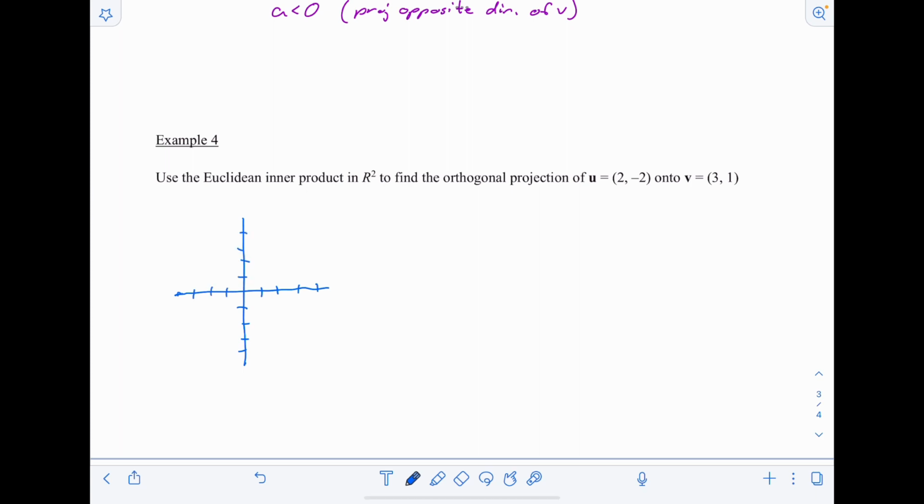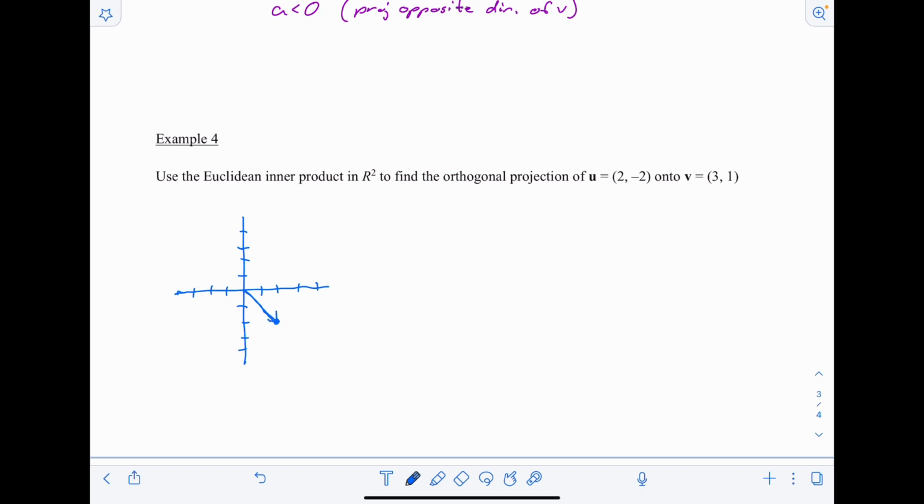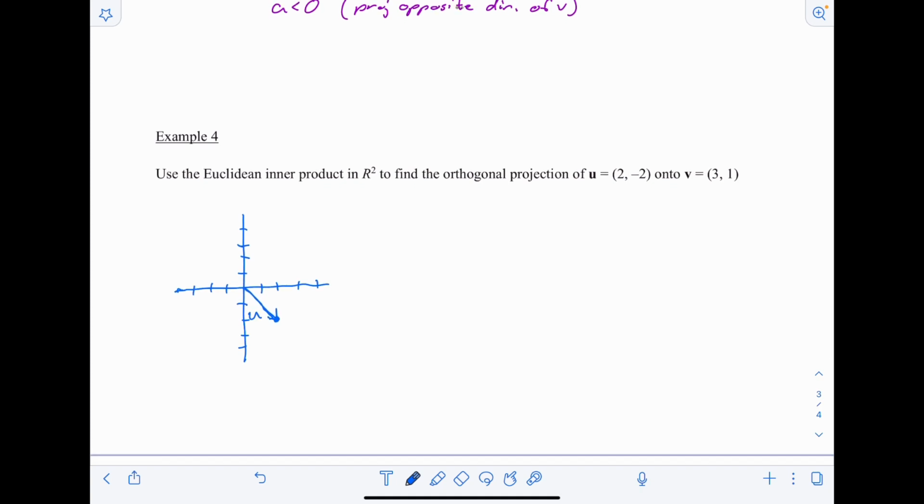So we've got a vector (2, -2). I'm going to start that at the origin, just down to (2, -2). So this is U. And then V is (3, 1). So here's V. And in this case, if I project U onto V, remember I have to come back to V in a perpendicular direction to V. So I'm going to come back perpendicular to V. So this is a right angle. So the vector that we're looking for is this vector right here.